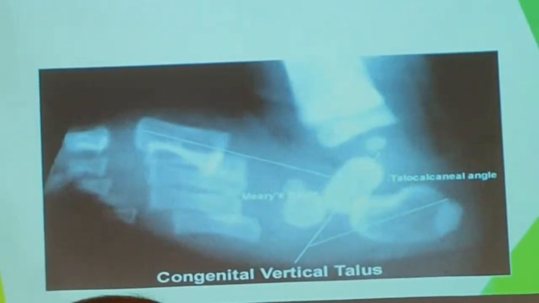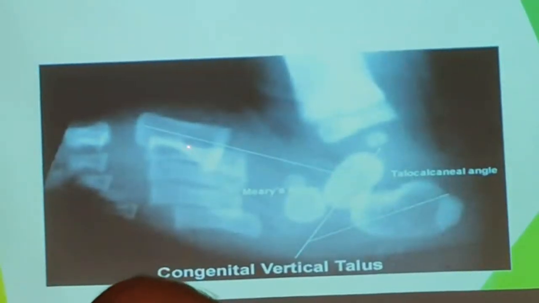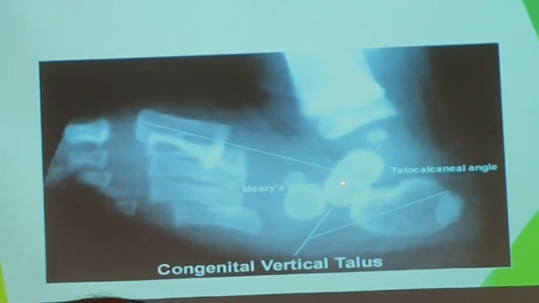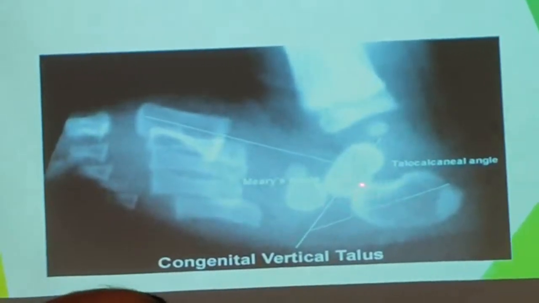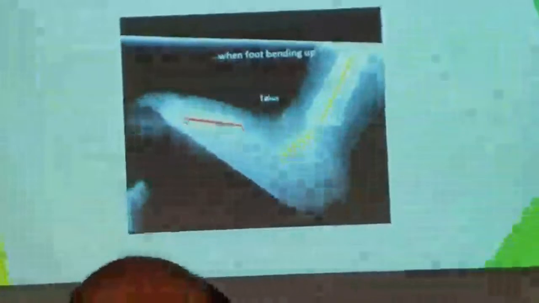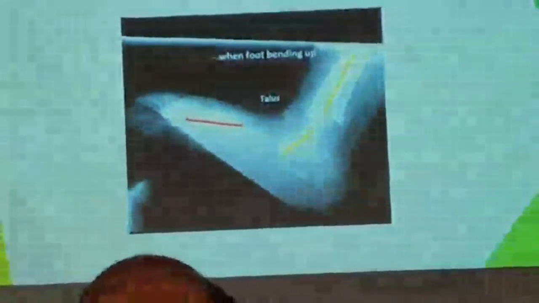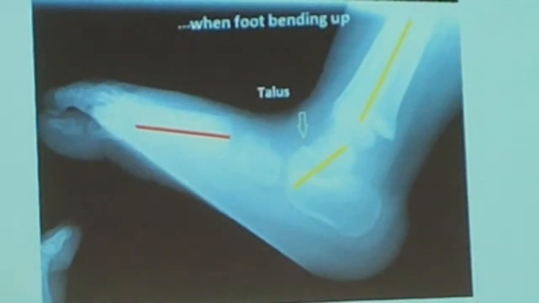So now this is the vertical talus again. See, this markedly increased angle is in the negative. The calcaneal angle is increased. So this is the vertical talus. Last but not least, again you can find the vertical talus. The Meary angle is markedly increased. It means this is a vertical talus.